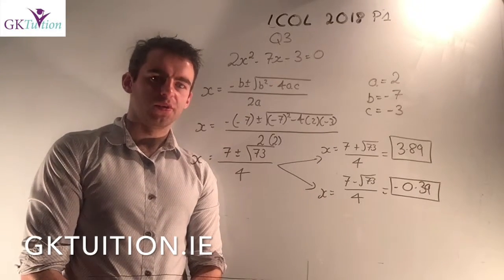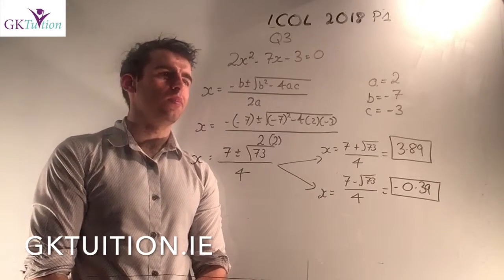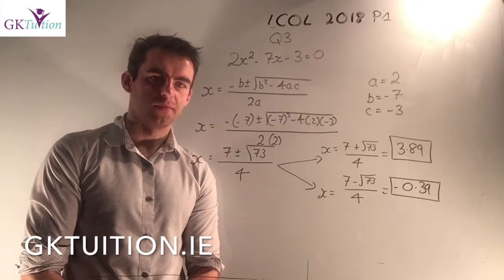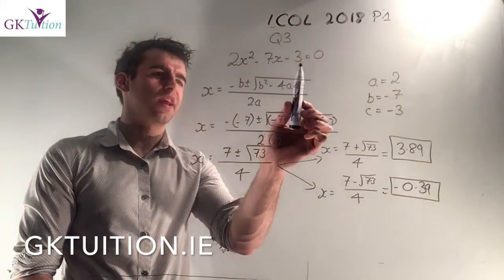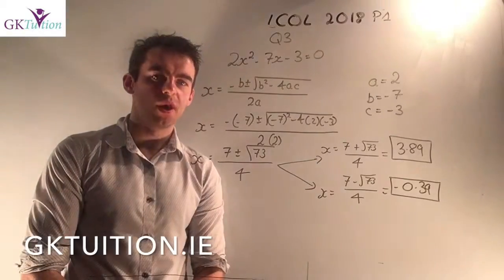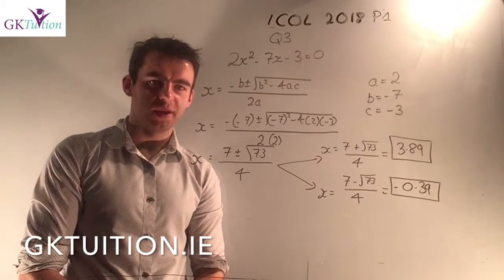Now the question that I've chosen to go through here is 2018 paper 1 question 3. In this question we're given the quadratic equation 2x squared minus 7x minus 3 equals 0, and we're asked to solve it to 2 decimal places.